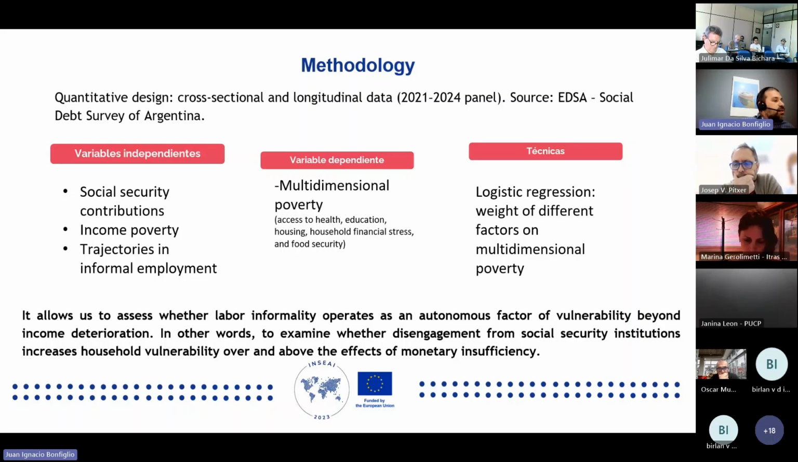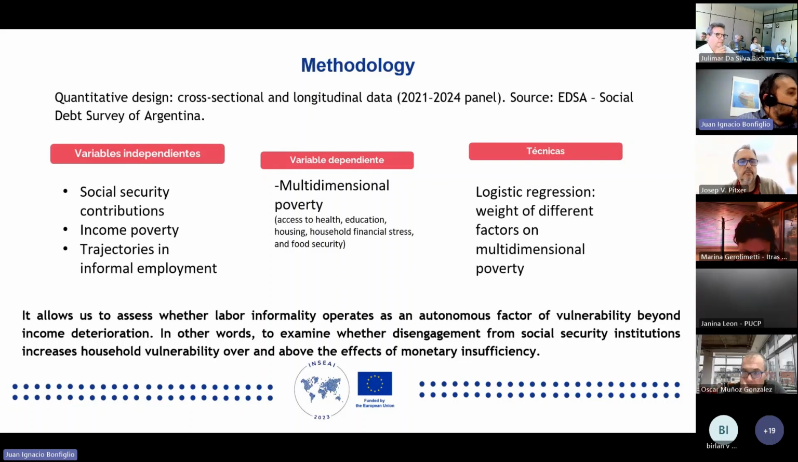Economic stress is also considered. Each dimension has been weighted proportionally, and the 33% deprivation cutoff has been used. Affiliation to the social security system is measured in accordance with the absence of any income from registered employment at the household level. The situation of cumulative severity was defined when a household registers lack of affiliation to the social security system in at least 2 years between 2021 and 2024.